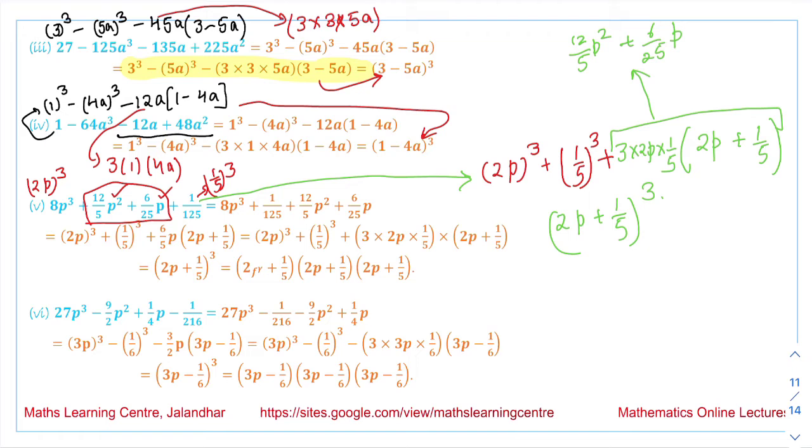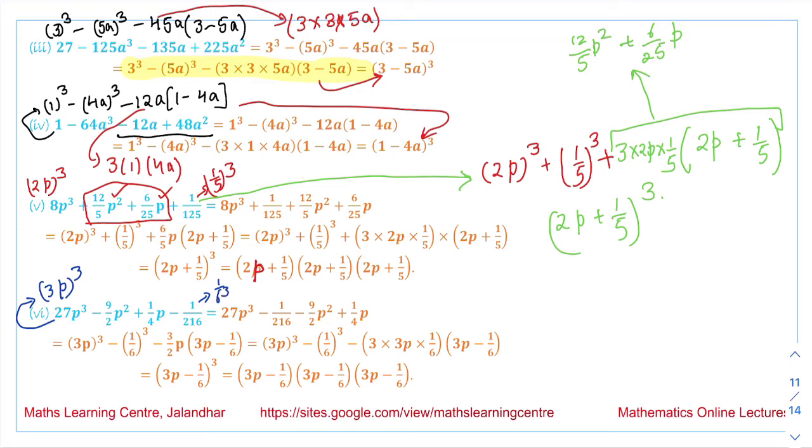This term is p over here. This is p. This is 2p plus 1 by 5 whole cube. Similarly, in the next question, we have 27p cube. So 27p cube I can write as 3p whole cube, and 216 is the cube of 6.